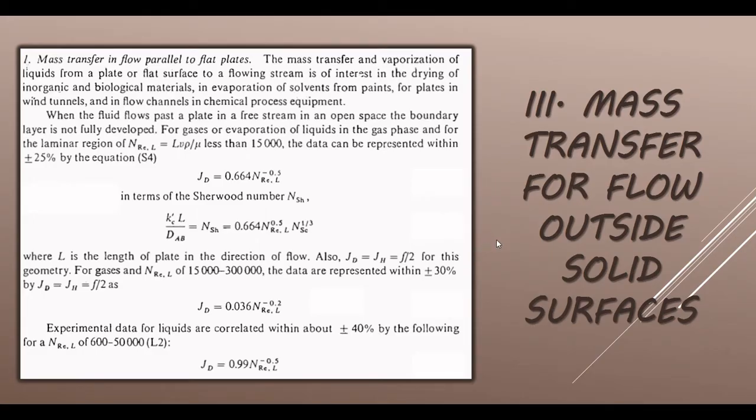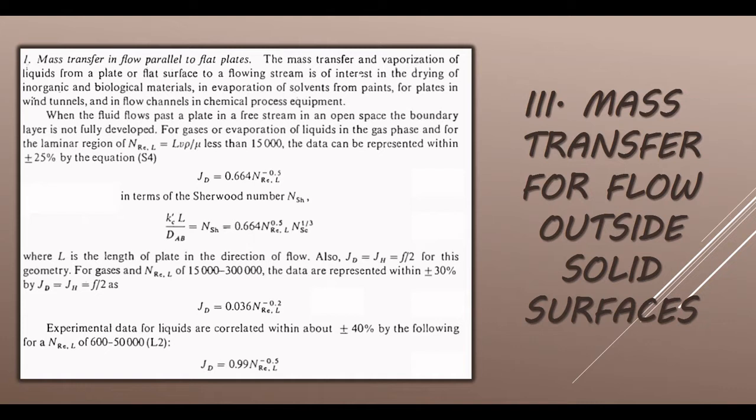Okay, good day class. So we are now on the last part of mass transfer in various geometries. The first part that we discussed was the dimensionless numbers that were used to correlate data. The second part was mass transfer for flow inside pipes. And this is the third and the last: mass transfer for flow outside solid surfaces.